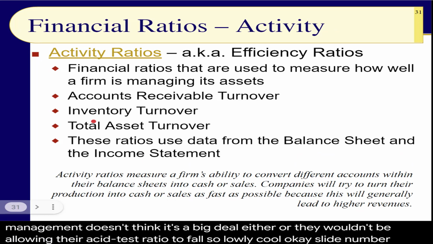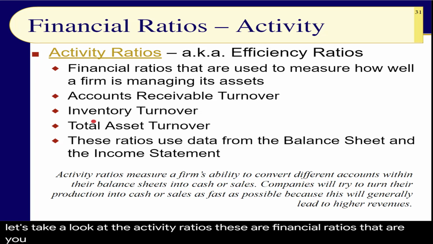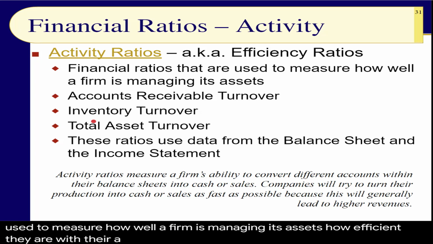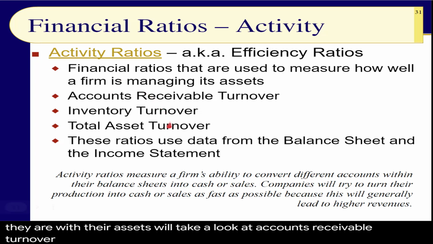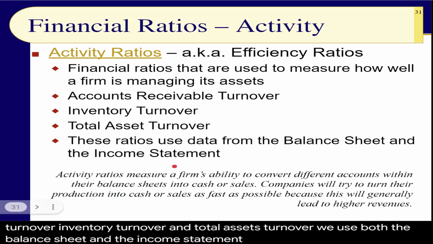Slide number 31. Let's take a look at the activity ratios. These are financial ratios that are used to measure how well a firm is managing its assets, how efficient they are with their assets. We'll take a look at accounts receivable turnover, inventory turnover, and total assets turnover. We use both the balance sheet and the income statement.